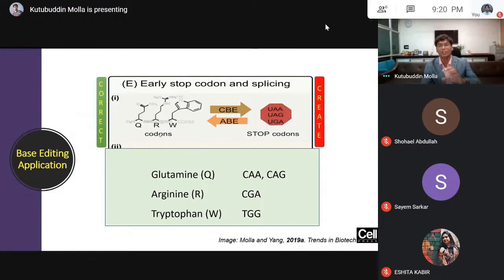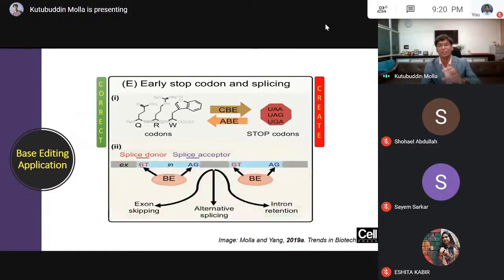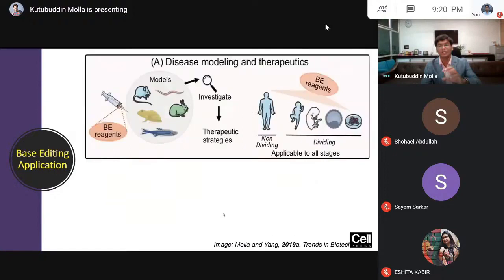Now you know, in normal eukaryotic splicing there are 2 important things: a splice donor and a splice acceptor in the intron. This is called GT. This GT is a donor sequence and AG is an acceptor sequence. So if you apply a base editor, BE signifies base editor, and change this sequence, then you would play with the splicing mechanism and it would give rise to different kinds of proteins. You could achieve exon skipping, alternative splicing, and intron retention. Now this has huge application in disease modeling and therapeutics.